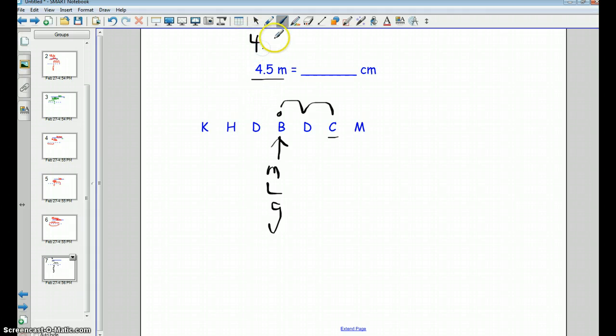So I take my 4.5. I look down here. I started out here and I went to the right. So my decimal point is going to move now 1, 2 places to the right. My 0 fills the hole. It's the placeholder. And I know that it equals 450 centimeters.